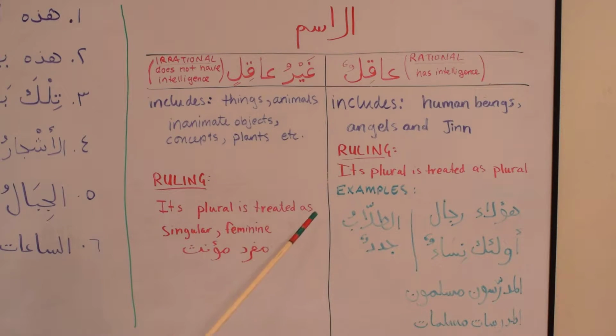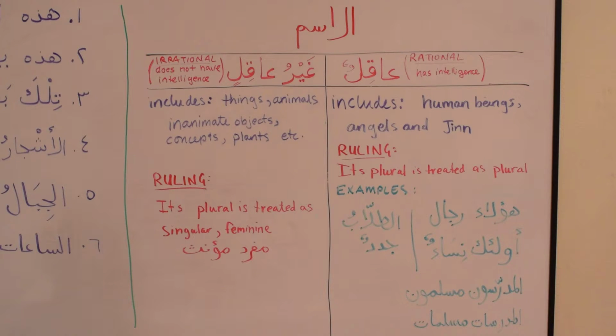However, when the ism is ghayr 'aqil, irrational, like things, animals, inanimate objects, concepts, plants, etc., the ruling is that its plural is treated as singular feminine, mufrad mu'annath. We treat the word as though it is singular feminine. It doesn't mean that it is singular feminine. No, it's plural. A word such as buyut, houses. The word is plural.